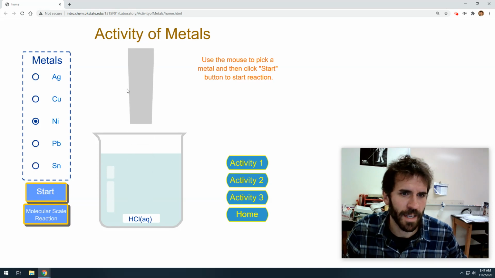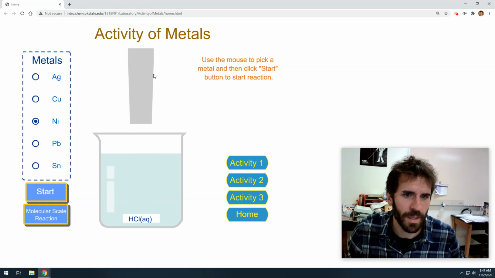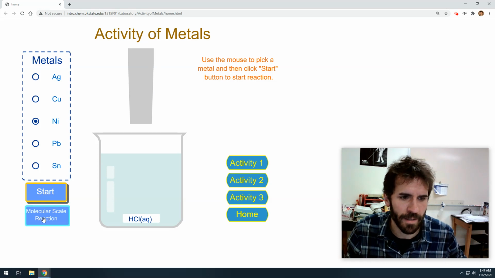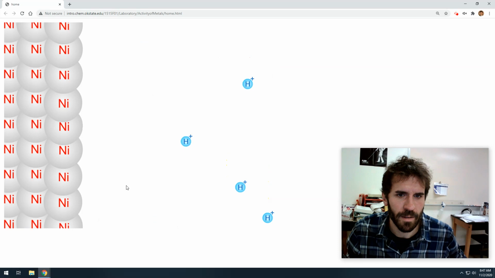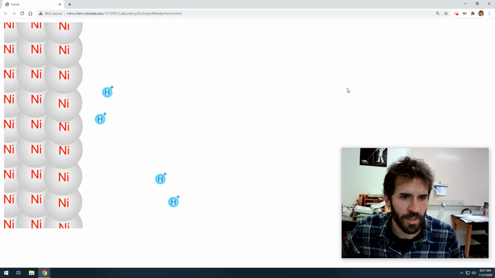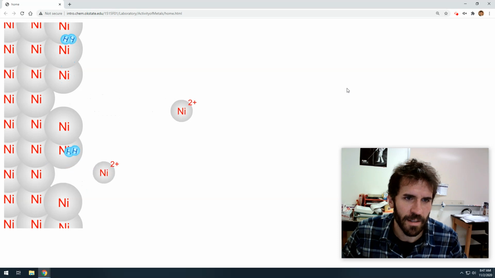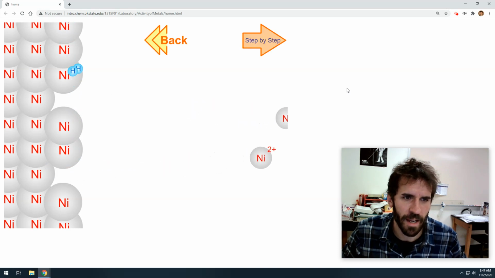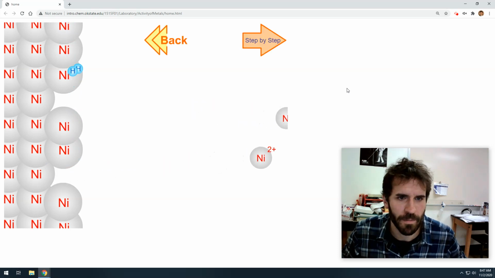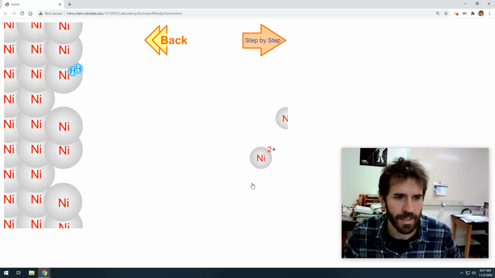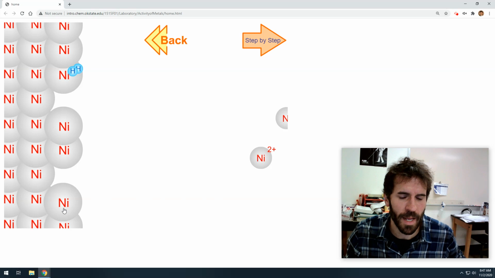Okay. Ooh, looks like we lost a little bit of nickel here. Okay, where did it go? Let's look at our molecular scale reaction. The hydrogen ions are exchanging electrons with the nickel, and then the hydrogen pairs up and forms a gas, and that ends up leaving the beaker. And where did our nickel go? It seemed that our nickel bar shrunk a little bit at the bottom. Well, that's because some of those nickel ions are now in solution.